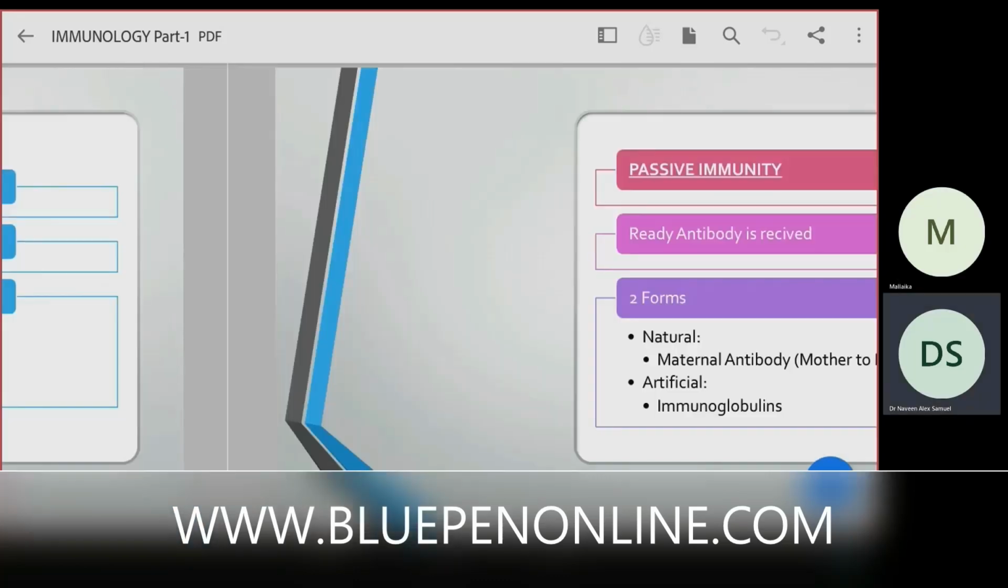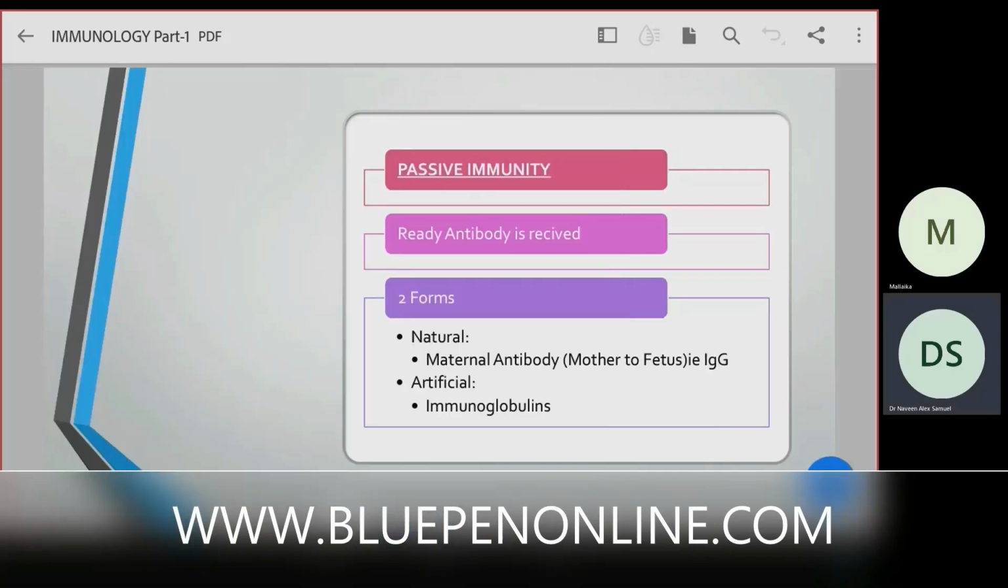So the next is passive immunity. Why is it called passive immunity? Because the host immunity is not involved. We're not letting it produce immunoglobulins, but we are giving immunoglobulins from outside. One form is natural, where you get antibodies from the mother at fetus time. That is mainly immunoglobulin IgG, mainly actually. If you have IgM, then it is mainly due to exposure to a virus.